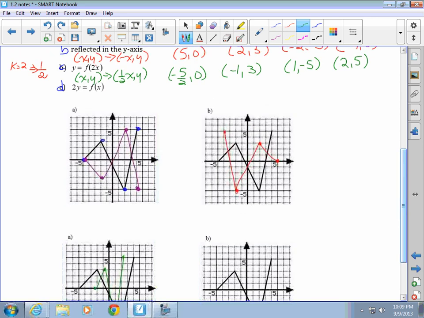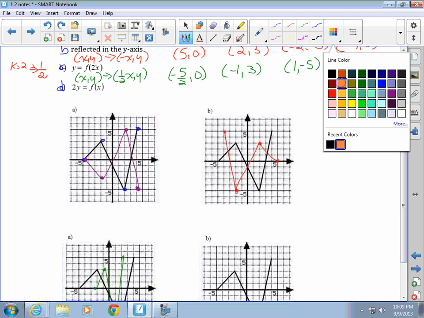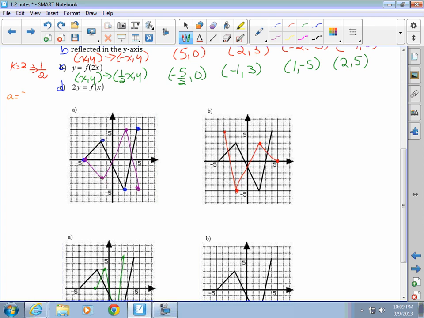And the last one, 2y is equal to f of x. So that 2 in front is our a value. Our scale is 1 over a, so it's a half. So this affects the y-axis. So a is equal to 2, so our scale is 1/2, or 1 over a.